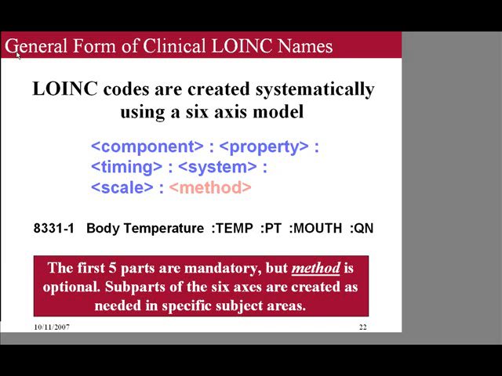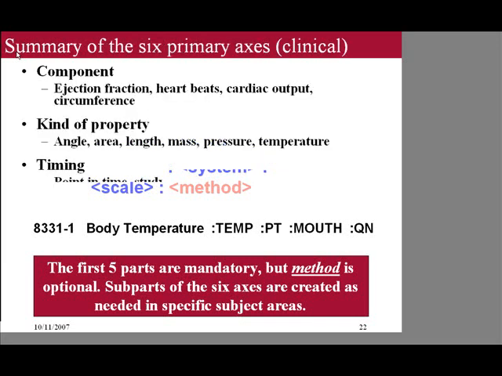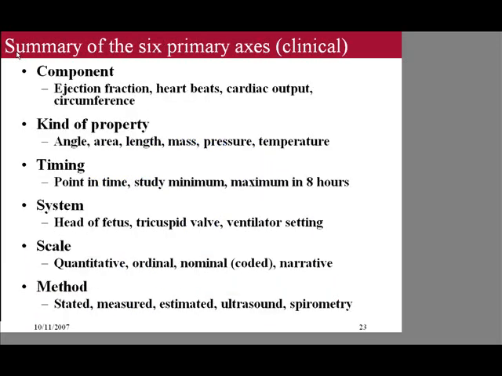Any questions about that? Okay. So the kind of things that each of those axes represent are, for instance, in the component, something like the ejection fraction, heartbeats, number of breaths, a circumference of something, that could be basically some aspect of the patient that you're measuring or evaluating.